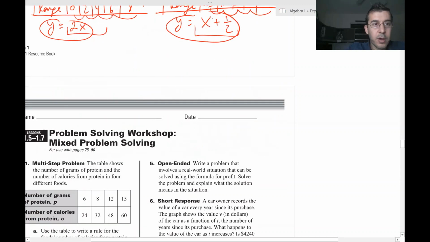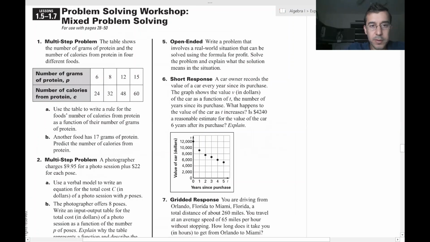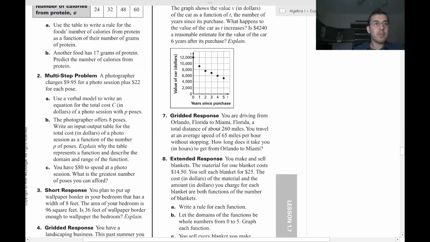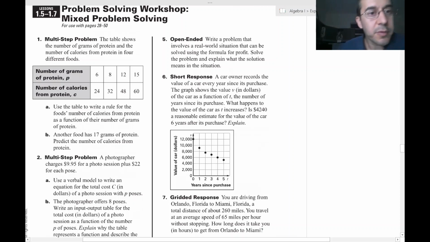Next is problem solving workshop, mixed problem solving. There are about 8 problems, so let's see. Number one, multi-step problem. The table shows the number of grams of protein and the number of calories from protein in 4 different foods. Number of grams of protein P: 6, 8, 12, 15. Number of calories from protein C: 24, 32, 48, 60. Use the table to write a rule for the food's number of calories from protein as a function of their number of grams of protein.